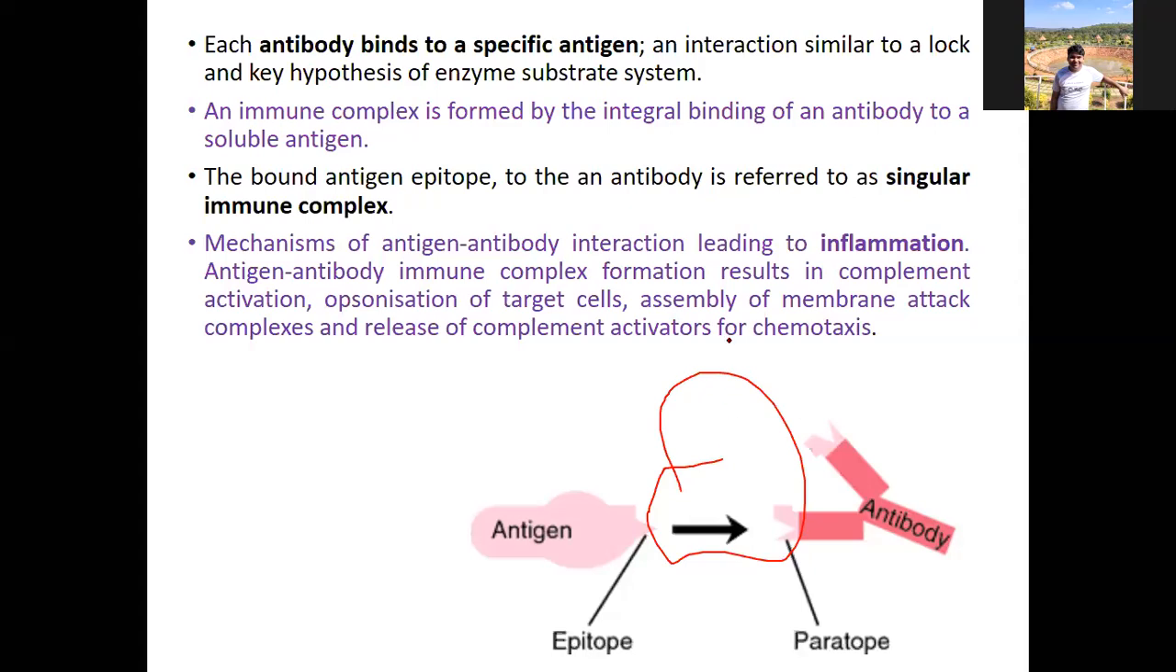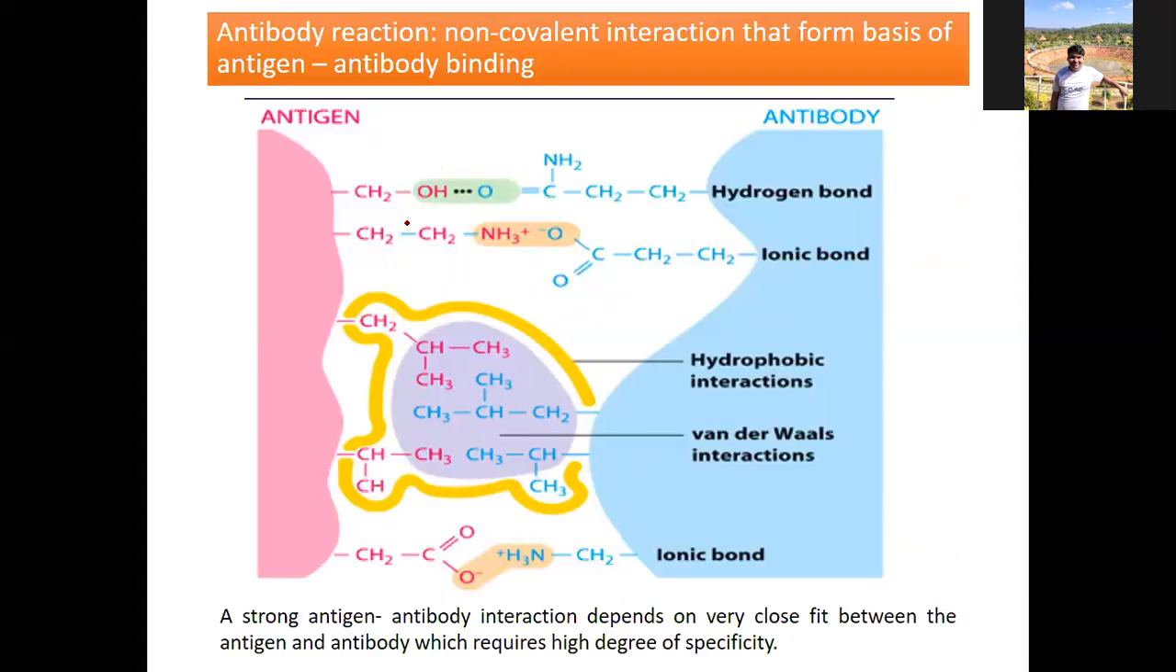The complex which is formed is called a singular immune complex. The moment they form immune complexes, they tend to trigger a series of reactions such as inflammation, complement activation, and opsonization of a target, and that is how the series of events initiates, and then they destroy the pathogenic compound.